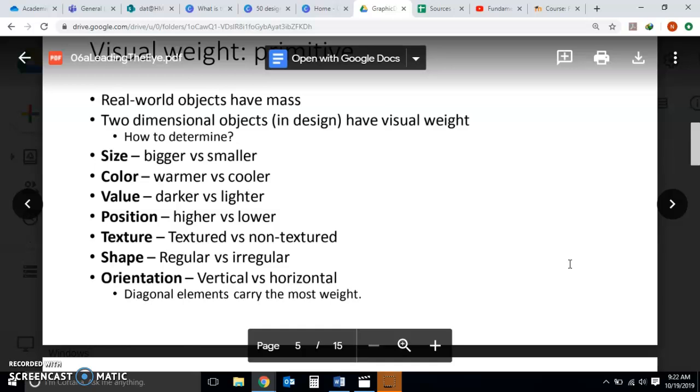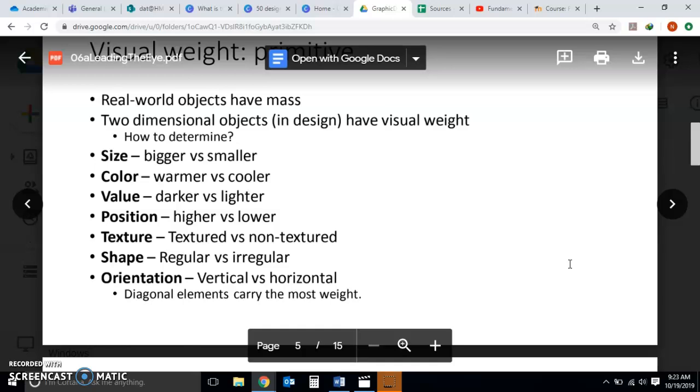Textured versus non-textured. For example, if you have two equal triangles, one has some patterns on it, the other one does not have any pattern. The one with more pattern will attract more attention, right? Shape, regular versus irregular. Maybe we are very much used to regular things, and maybe we are romantics. We like to think that people have put a lot of effort into these regular things rather than irregular things which look more natural. So regular shapes attract more attention.